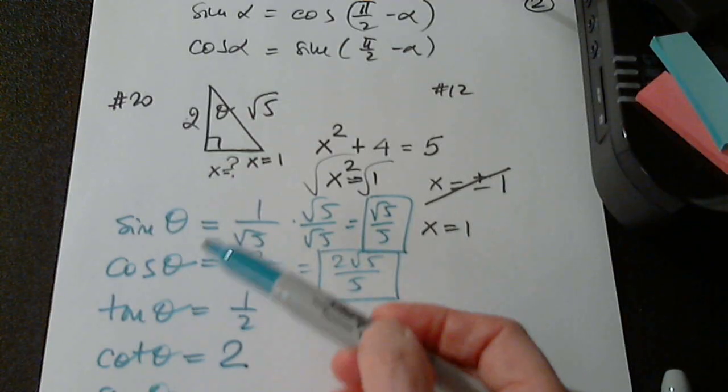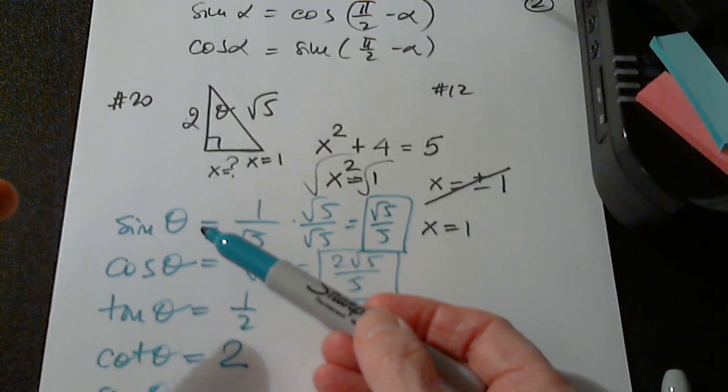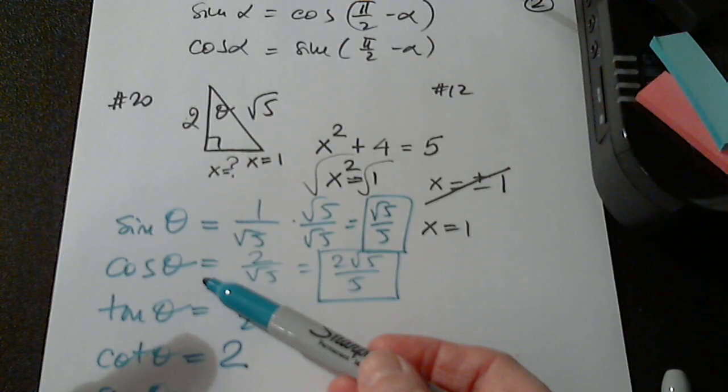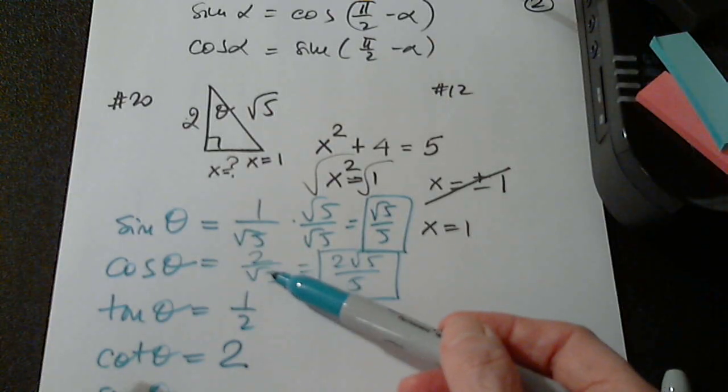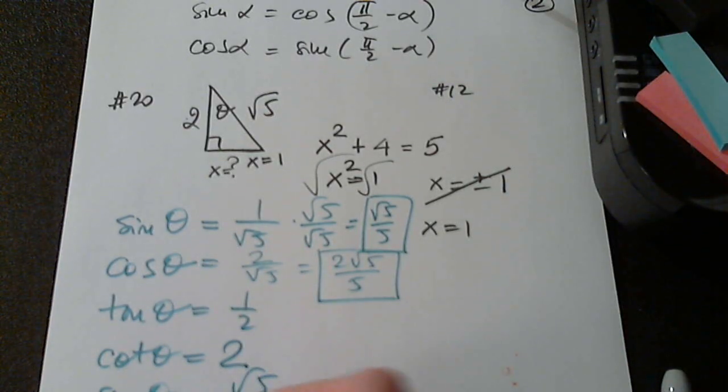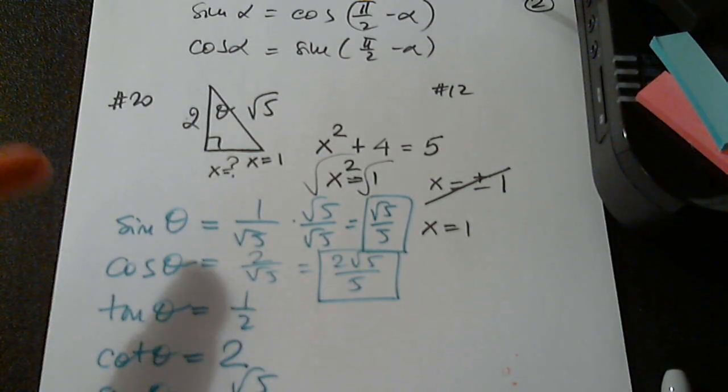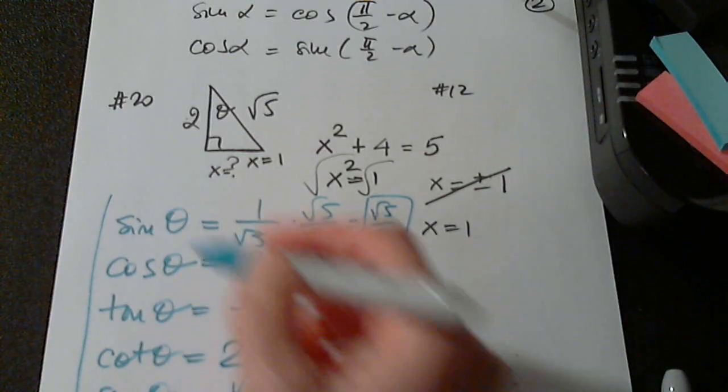Secant, all you have to do is take the multiplicative inverse of cosine. The multiplicative inverse of cosine is the square root of 5 over 2. Cosecant, the multiplicative inverse of the sine, is the square root of 5. And we're done.